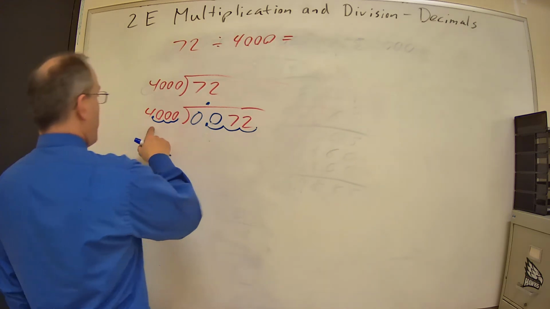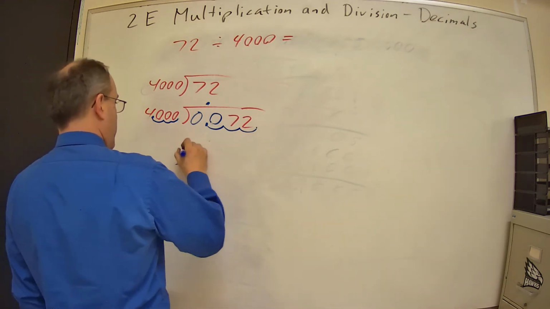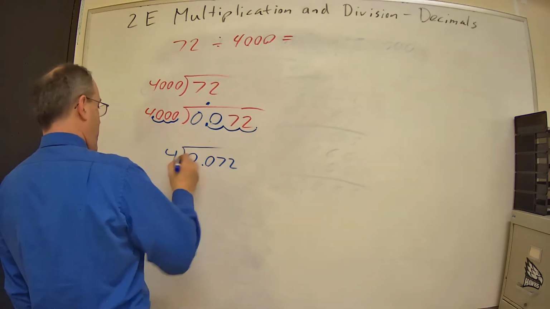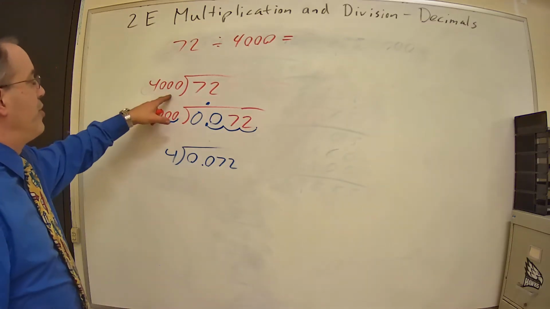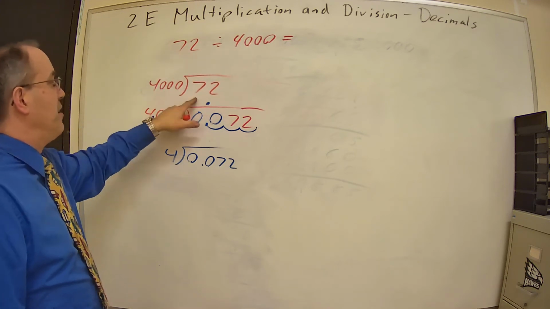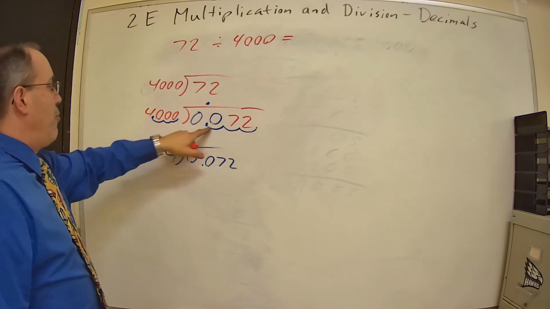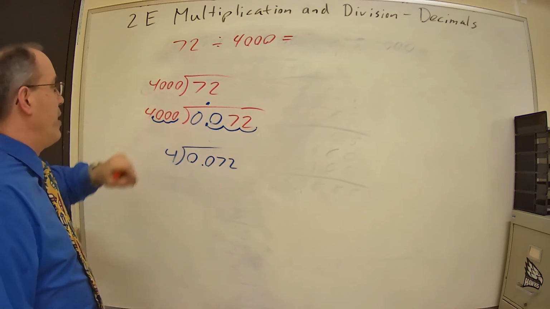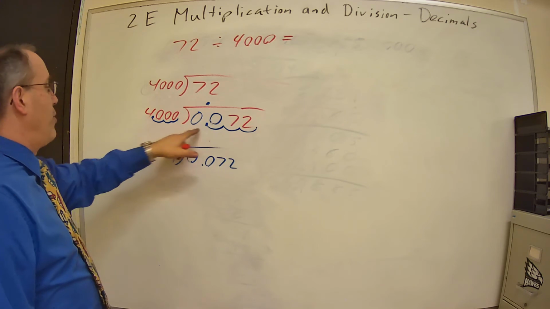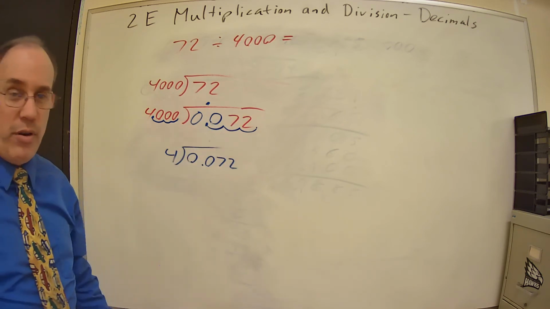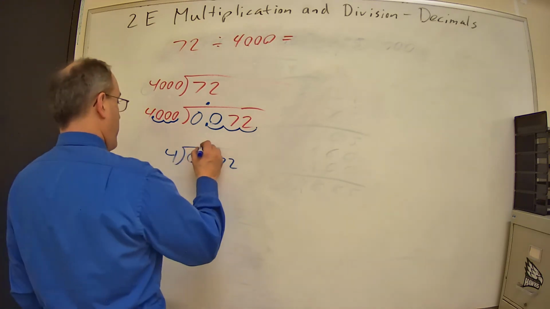So now I'm dividing by 4, so I can rewrite this as 0.072 divided by 4. Note all I did was rewrite the same thing. I wrote that like this. Then I said, I want more space so I can move my decimal point, so I gave myself some space and rewrote it. And now I've got 0.072 divided by 4. Put my decimal point in there.